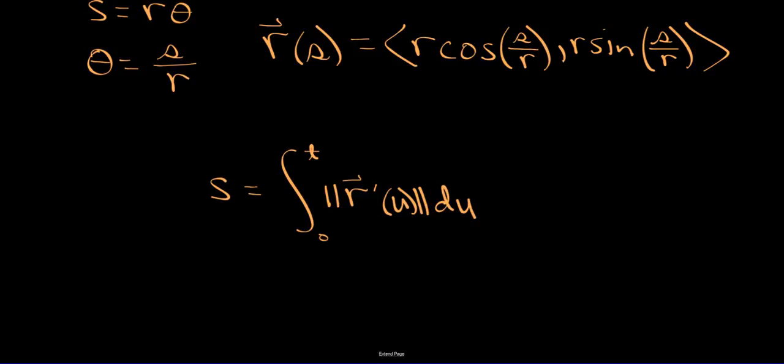I mean, you can go back and look and see, okay, I see where we get all that. And I have to use the u because of the dummy variable. You know, I've got a t up here. So you don't want a t in here and a t up there.